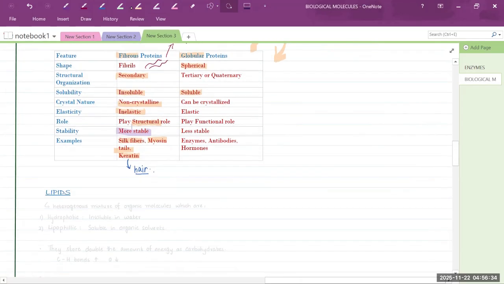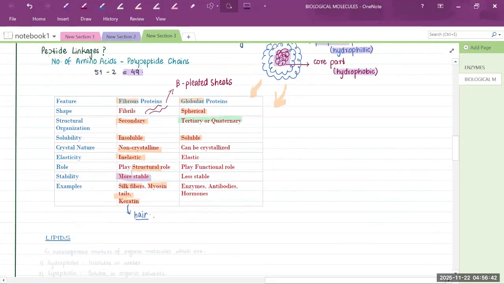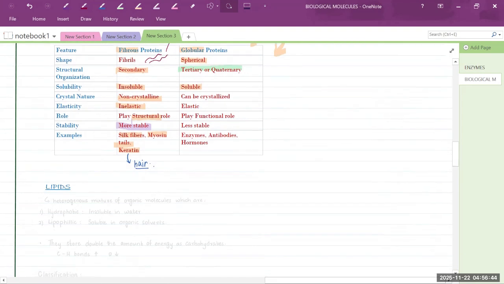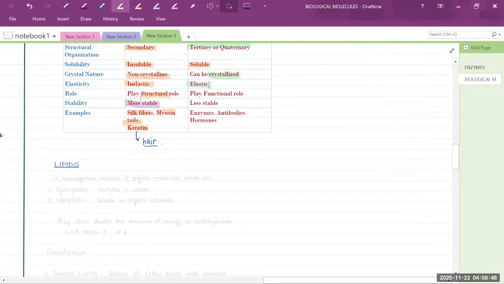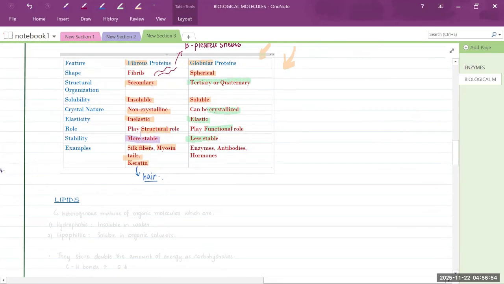Well, the globular proteins, on the other hand, have a tertiary or quaternary structure. We can say the tertiary, and then one more, we can have a quaternary structure as well. They are soluble in nature and can be crystallized. They are elastic in nature and play a functional role. However, they are less stable than the fibrous proteins.